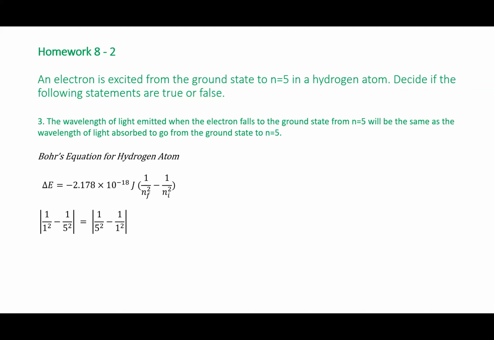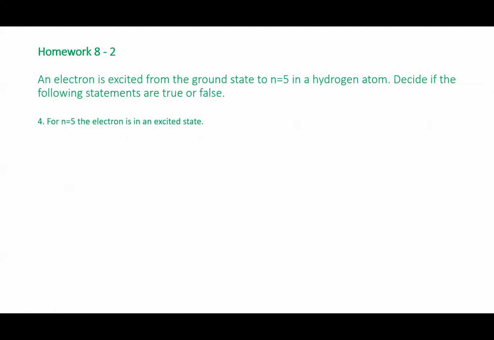If you don't believe me using numbers, we can also take a look at the graphic. If you're absorbing from the n equals 1 to n equals 5, you have your transition arrow here. But if you're emitting energy from n equals 5 to n equals 1, this down arrow here is shown. As you can see, these two arrows have the same magnitude, so we know the statement is true. Moving on, for n equals 5, the electron is in an excited state. An excited state is anything that's not the ground state, and the ground state is always n equals 1. So this statement is true.